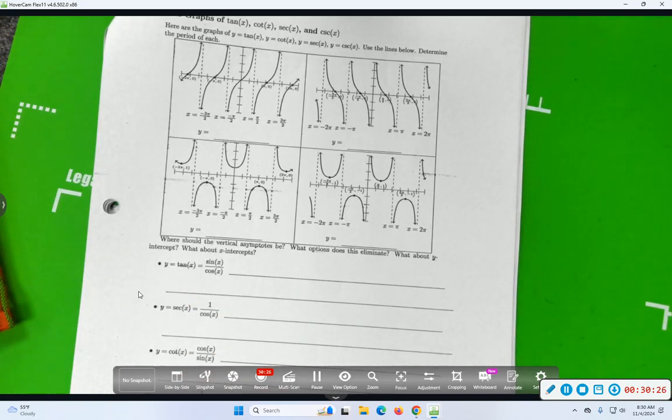So tangent is sine over cosine. There's a list of things to do. I asked for the vertical asymptotes, the x-intercepts and the y-intercepts. We can do them in any order. Should we do vertical asymptotes first? X-intercepts first? Y-intercept first? The only preference I heard was y.